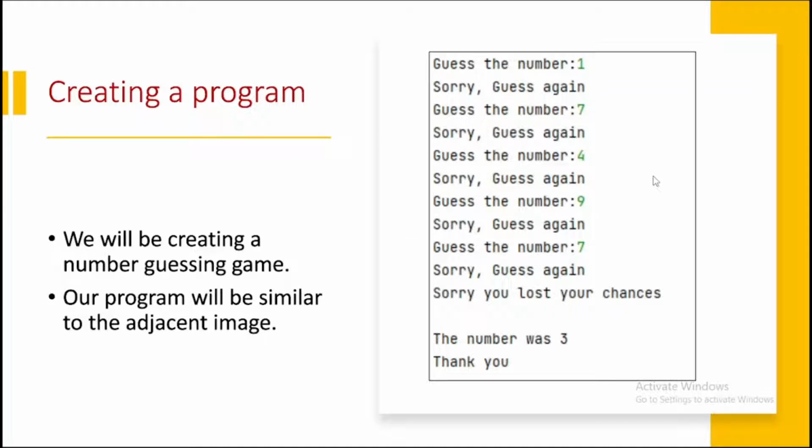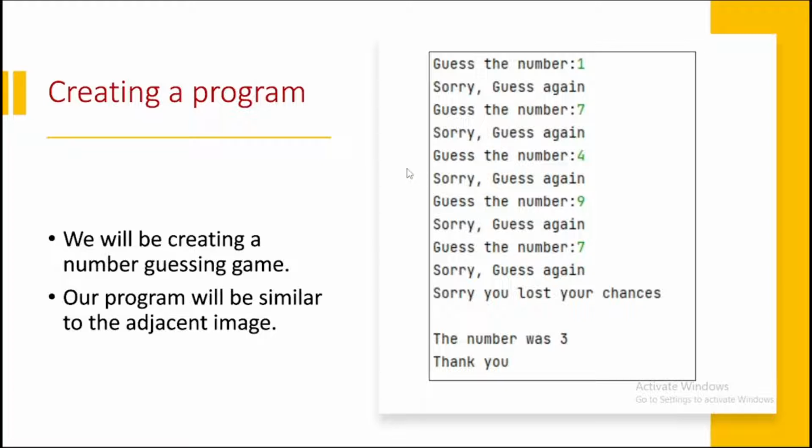So we are going to create another program about while loops. The program we'll be creating is a number guessing game. You can see it's something like this. The user has to guess the number. The computer will check if the number is correct, and you'll get up to 5 chances. After 5 chances, if you haven't guessed the number, it tells you, "Sorry, you lost your chances and the number was 3," and it just says thank you. So this is how it is done.